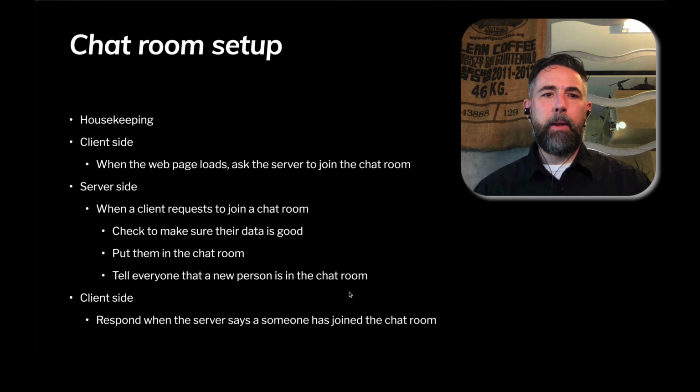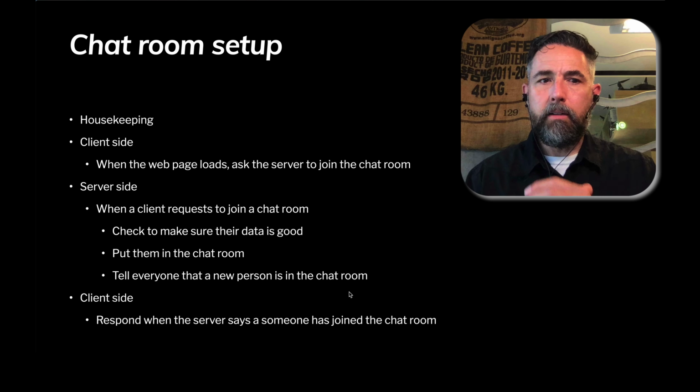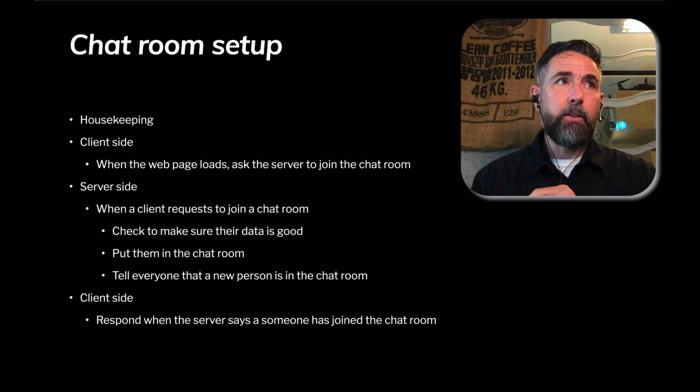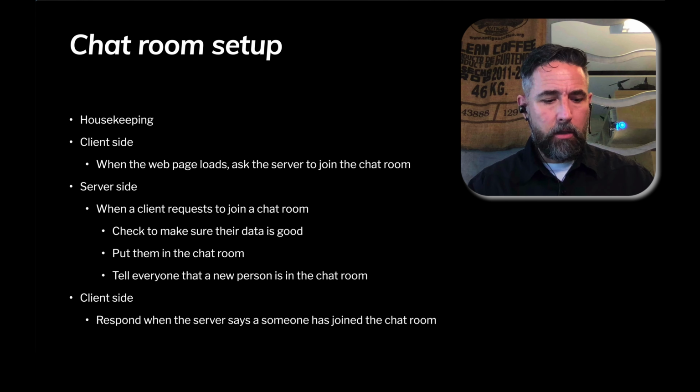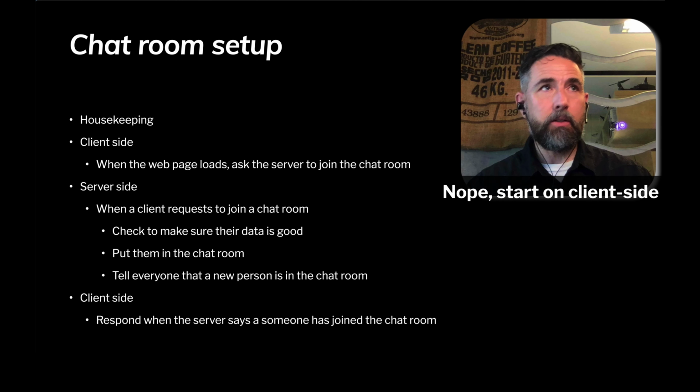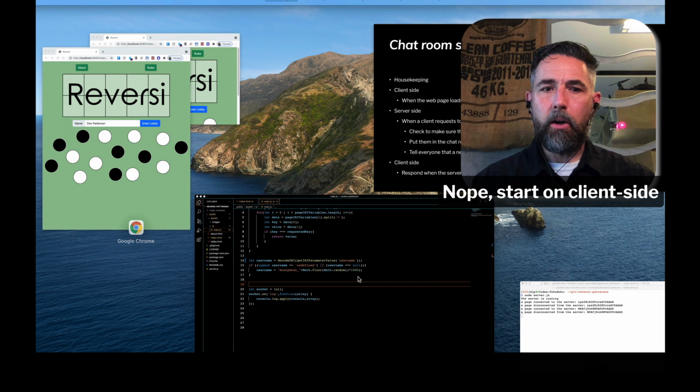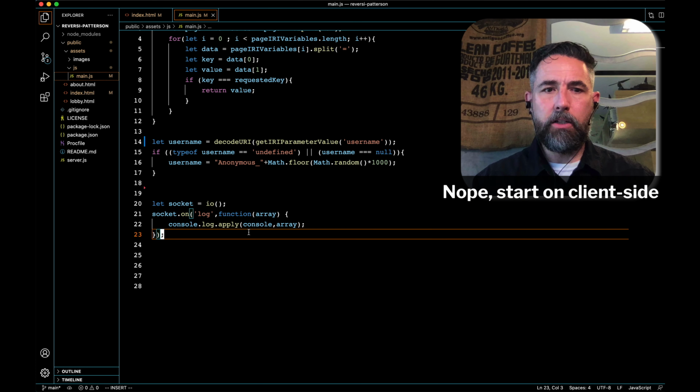Okay, so that's housekeeping. Now on client side, when our web page loads, we want to ask the server if we can join the chat room. All right, so to do that, what we need to do is we need to start on server side. So let me get that ready here. Visual Studio Code, server side, in main.js.